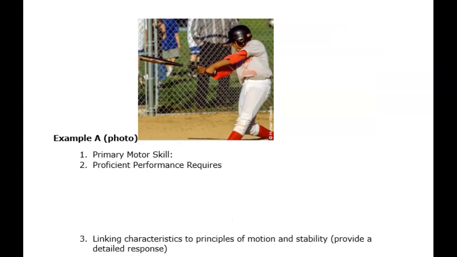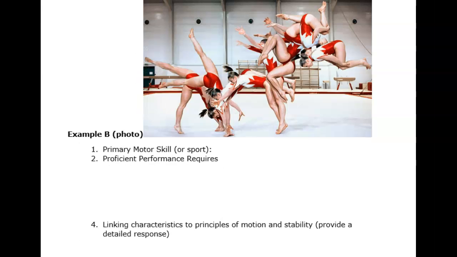So now when you come to the first one, then you have to figure out what's the primary motor skill? What is the skill that is being shown in this picture? What are the proficient performance requirements? Like, what does that person need to be able to do to perform that specific movement? And then what characteristics from chapter 3 about motion stability are you going to see in this movement, in this motor skill? And then you'll do the same thing with this example.